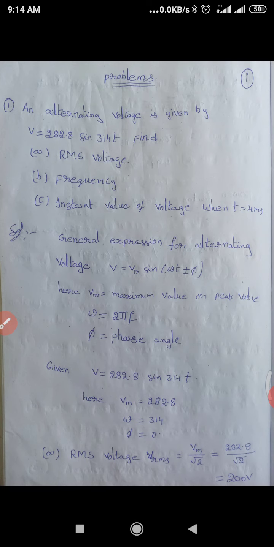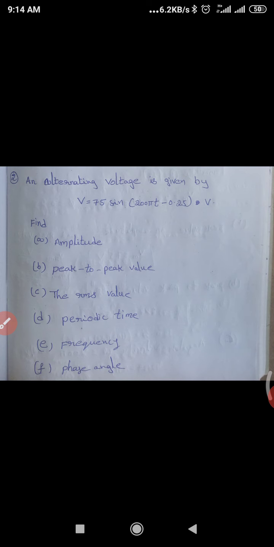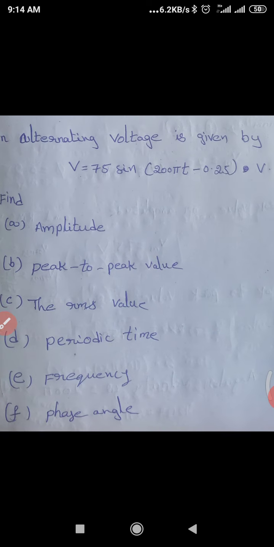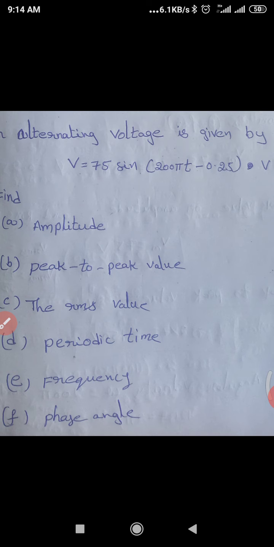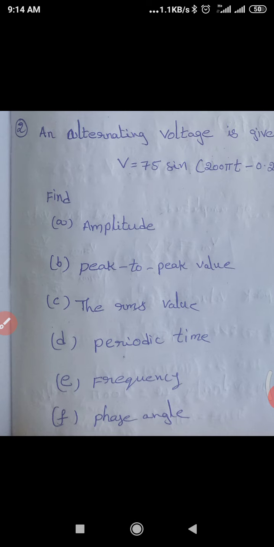So let us see another problem. Here is another problem. An alternating voltage is given by V is equal to 75 sin(2 pi t minus 0.25) volts. Then find the amplitude, peak to peak value, RMS value, periodic time, frequency and phase angle. So this is the question, and we are going to find out all these values. Before going to solve this problem, we have to know some basics.